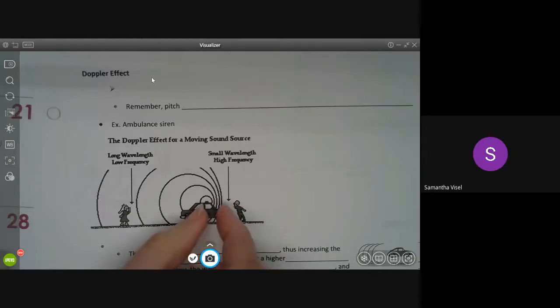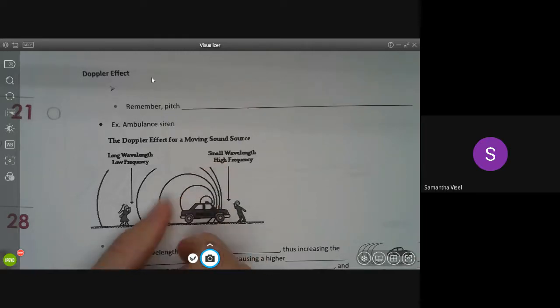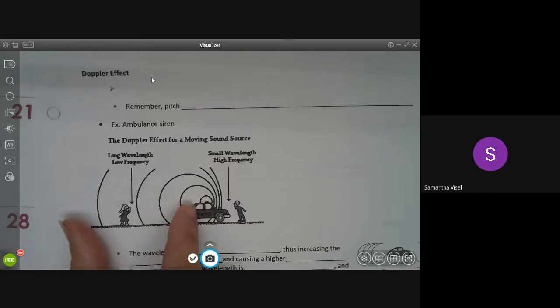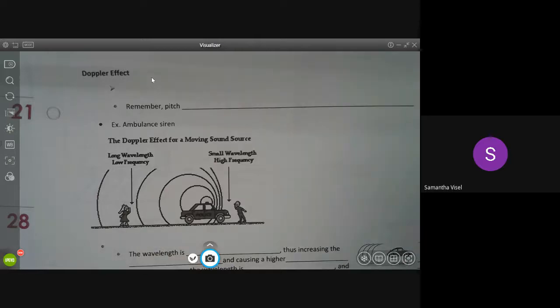It's going to compress those wavelengths into a smaller area of space. That's going to decrease the wavelength and increase the frequency. For an observer where a sound source is moving away, so instead of towards, the sound source is leaving them, because of the sound source's motion, that's going to elongate, kind of stretch out our waves. And a longer wavelength means we have a lower frequency, or thus a lower pitch.